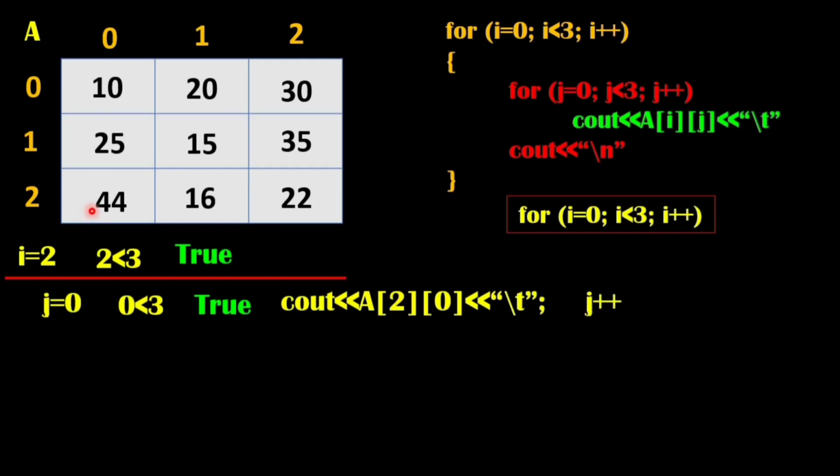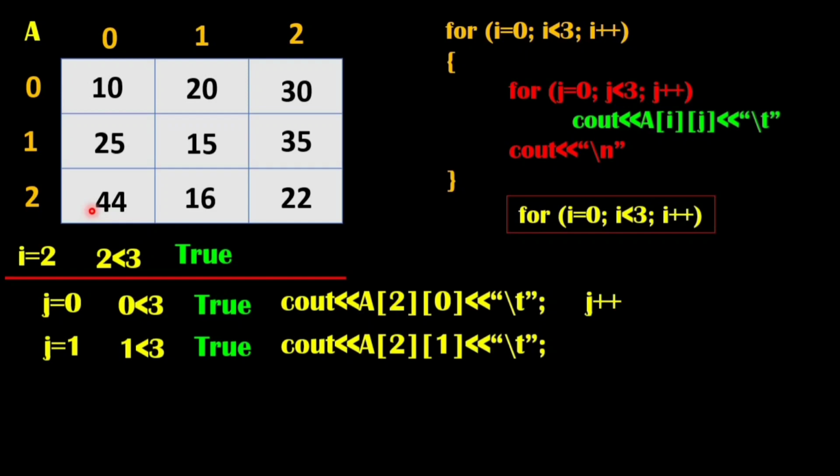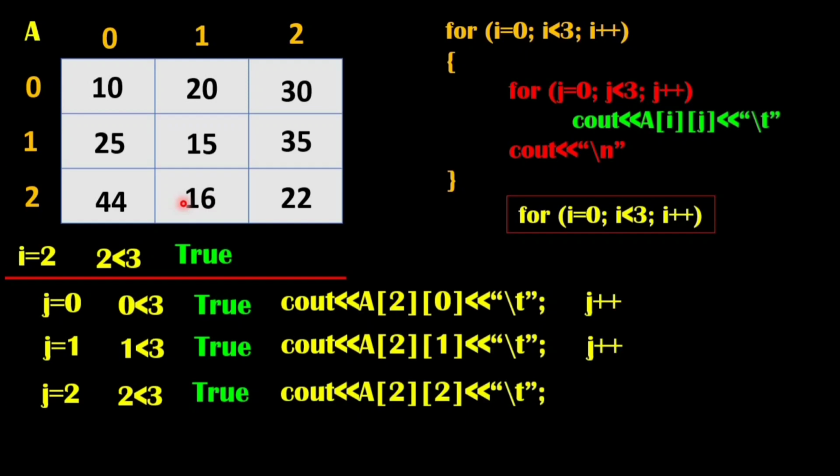Then j will be incremented. j became 1 now. 1 less than 3 is true. So it will print a of 2 1. So a of 2 1 is 16. Then the j value will be incremented. j became 2 now. 2 less than 3 is true. Then it will print a of 2 2. So a of 2 2 is 22. j plus plus. j became 3 now. 3 less than 3 is false. Then the next statement is cout slash n. So control will go to the next line.